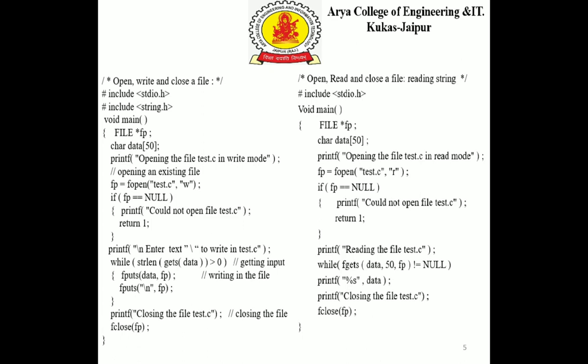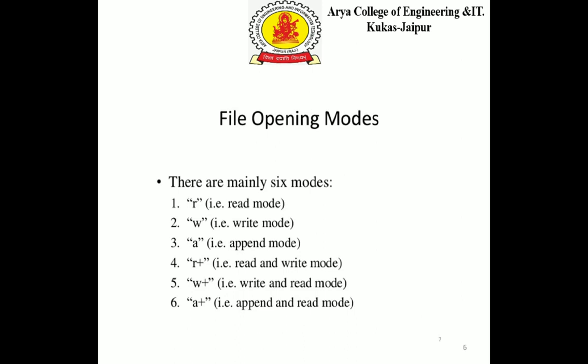The fetched data will be printed on the screen using printf with %s for string. Data is the variable in which the string is present. After we have reached the end of file, fgets will return a null value, the loop's condition becomes false, the loop will be broken, and we close the file. Hence, we have read the file also. This was reading and writing a file.